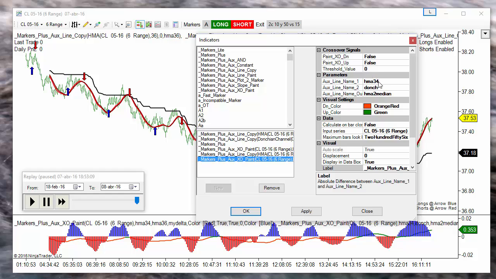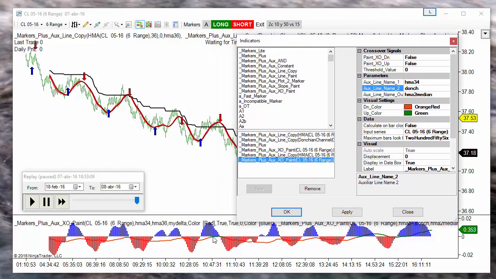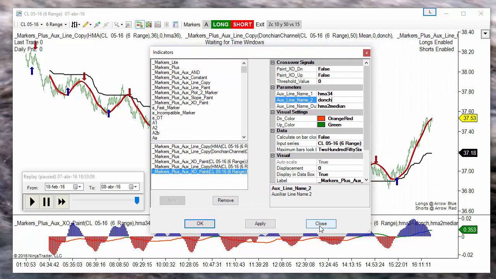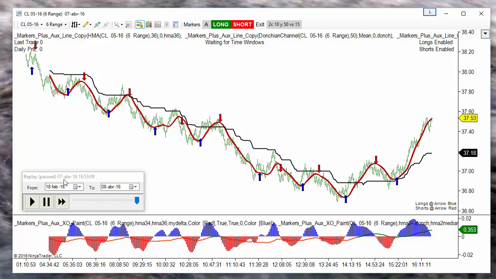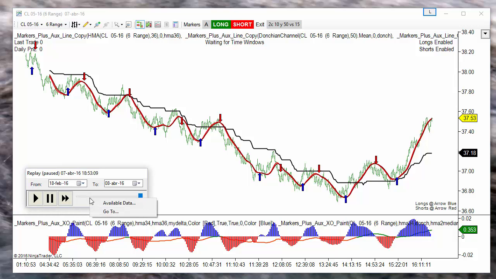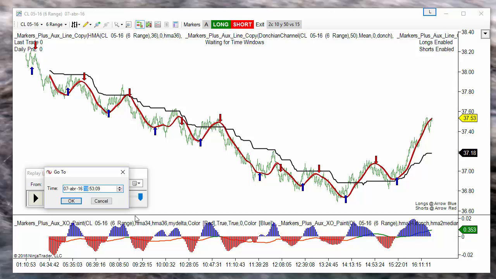We use the crossover indicator to take the distance between the HMA 34 and the Donchian, and the result of that difference is the variable HMA to median. We can see the result at the bottom on this red line. Let's go to the start of the session, about 4 AM.